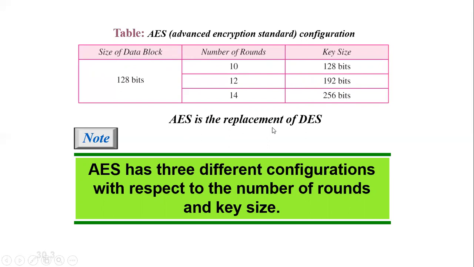So AES is the replacement for DES. By increasing the key size, we will see in detail what operations are performed in each round and what the structure of AES is. Basically, AES has three different configurations with respect to the number of rounds and key size. In this table we can see 128 bits with 10 rounds, 192 bits with 12 rounds, and 256 bits with 14 rounds.